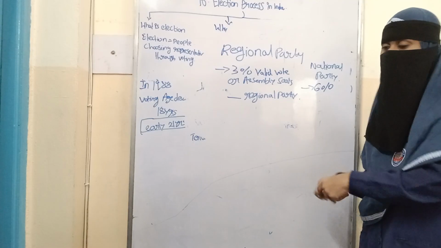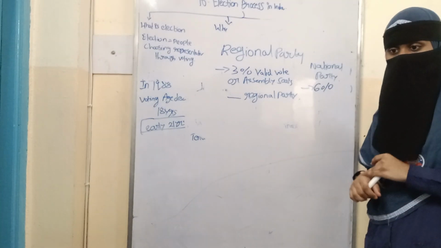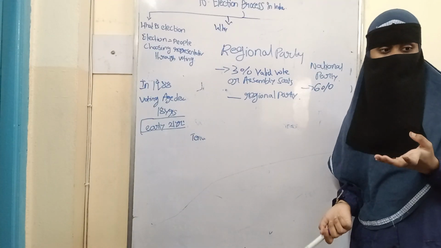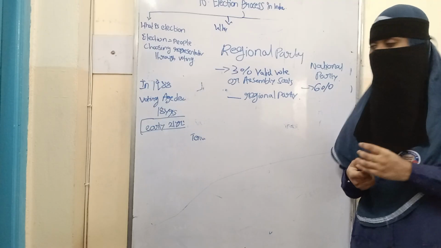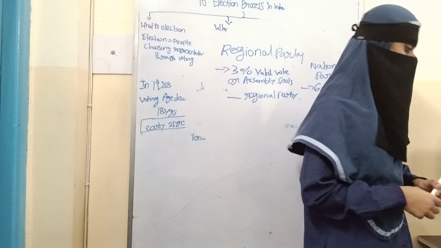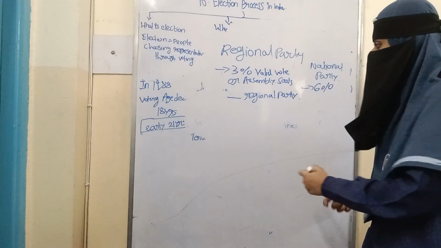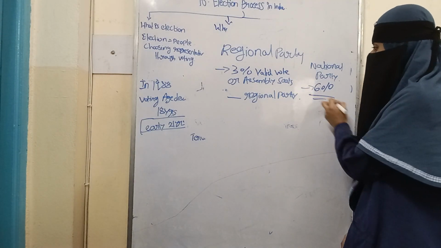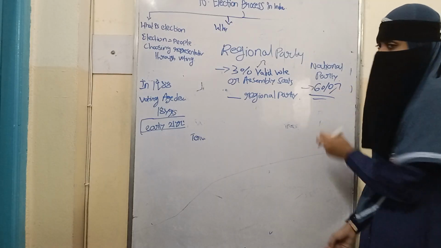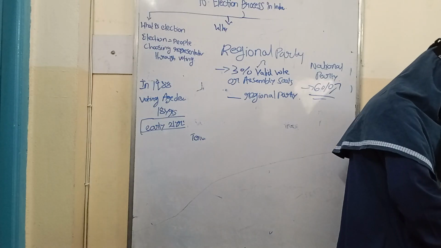A regional party is in only one state, but a national party gets 6% of valid votes and 6 assembly seats, and they are standing in more than one state, like 4 states. So it is called a national party. We can remember it like this: 3% is equal to a regional party and 6% is equal to a national party.